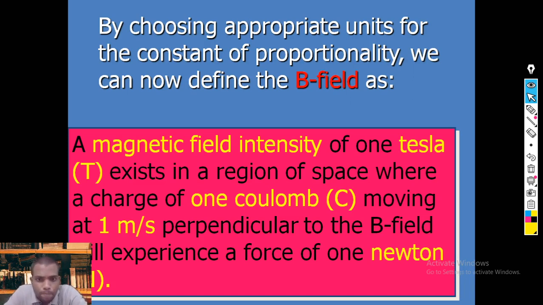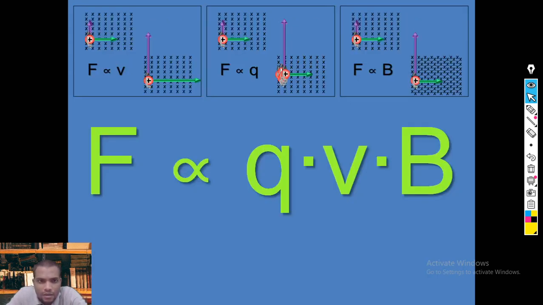So after applying the force direction rules, Fleming's right hand rule for the positive charge and the left hand rule for the negative charge, here we define very easily the definition of the magnetic field. Magnetic field intensity units are nothing but Teslas. So how do we define 1 Tesla, or the definition of a magnetic field? By using this formula, the force is directly proportional to BQV.